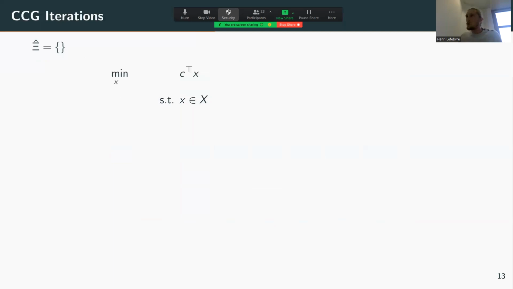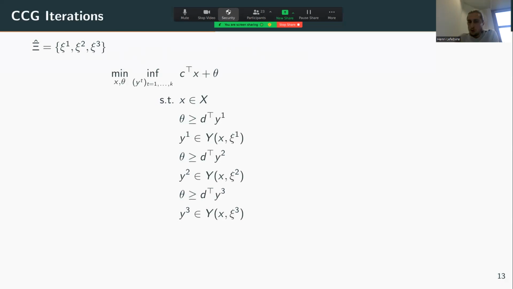Let's have a look at the CCG iteration. So this is the first iteration where we consider no scenario. This is an easy problem. We can solve it in seconds, even less. Then we add one scenario, still a MILP of reasonable size. But then as we add more and more scenarios, of course, this problem becomes large scale. So this is a large scale MILP formulation.